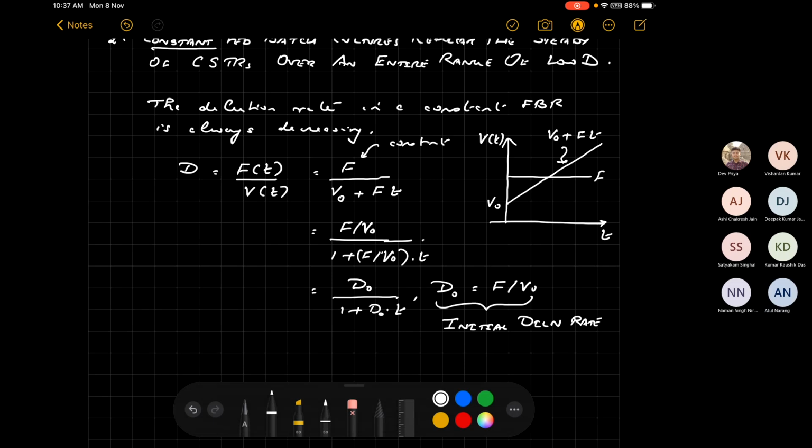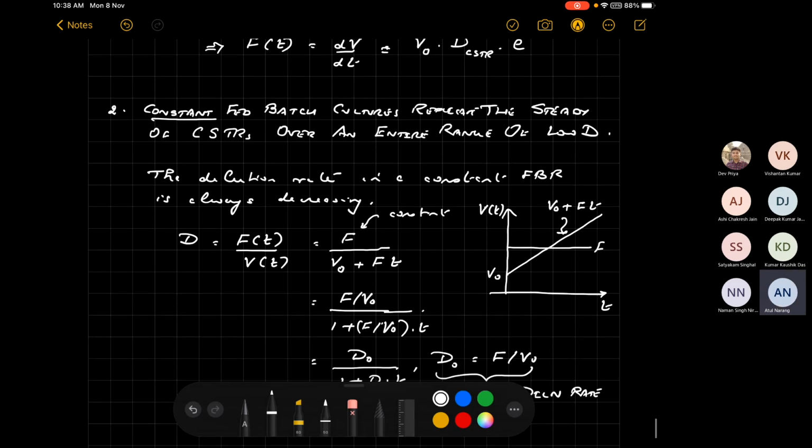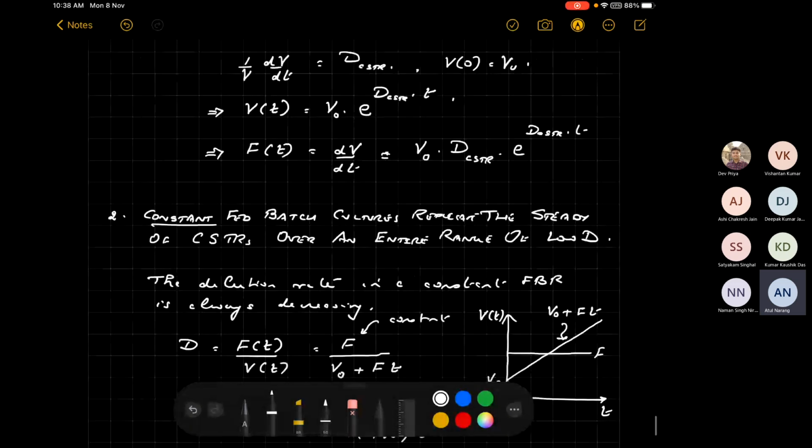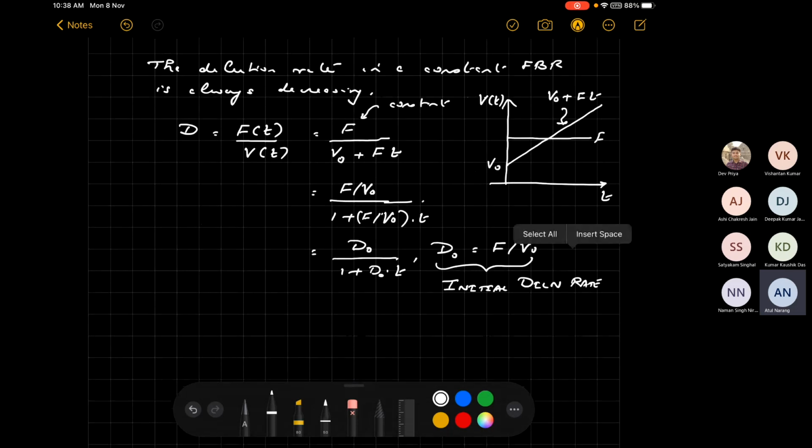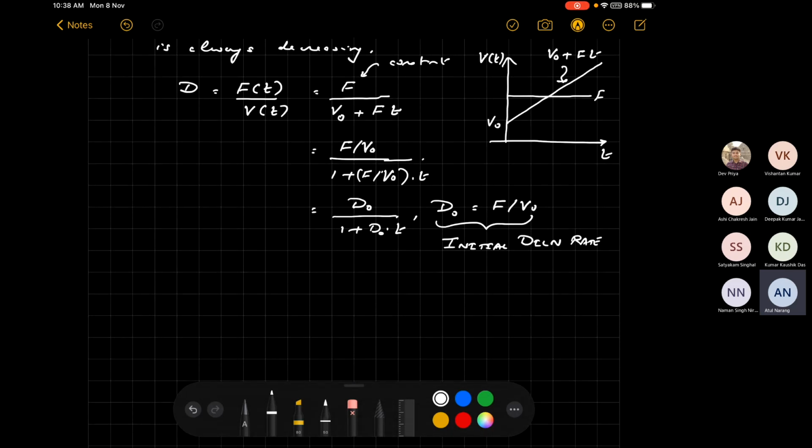Okay? So far, so good. Now, at least you understand the first part, that in a constant fed batch reactor, you are starting at time t equal to 0. So let's just draw this. What is this going to look like? This is going to look like this.